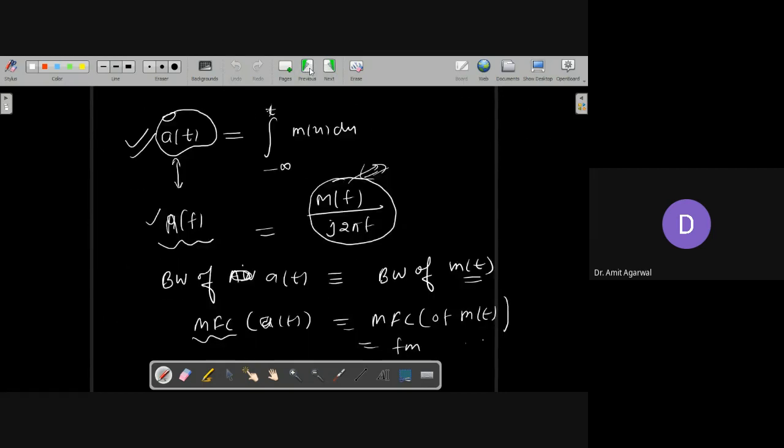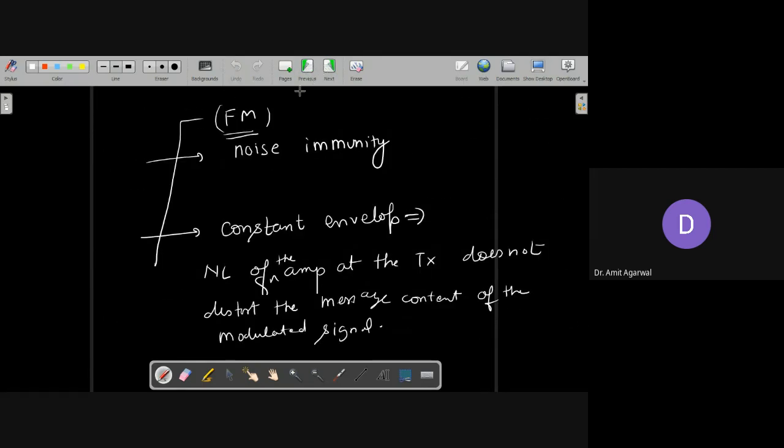As we discussed in our initial class, FM has two benefits: it is immune to noise, and the non-linear effect of the amplifier at the transmitter does not distort the message, which we know from our previous class. But the price we pay is in terms of bandwidth. The bandwidth of the FM signal is quite large as compared to the AM signal. So these are the two benefits of FM as compared to AM: it is more immune to noise as compared to AM.